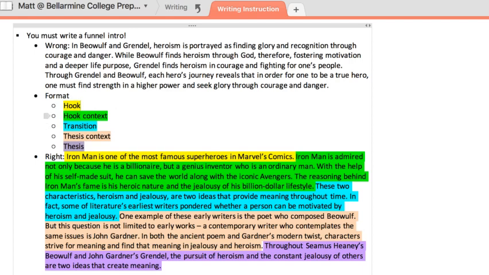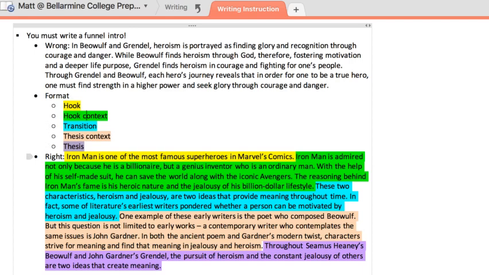The hook context further develops the hook and starts to give enough background that A, the hook doesn't seem completely undeveloped, but B, you start unpacking the things in the hook that are going to be relevant to the thesis. Okay, you need to have an eye towards your thesis and thinking about what hook context is relevant. Let's take a quick look at the example to see this in action.